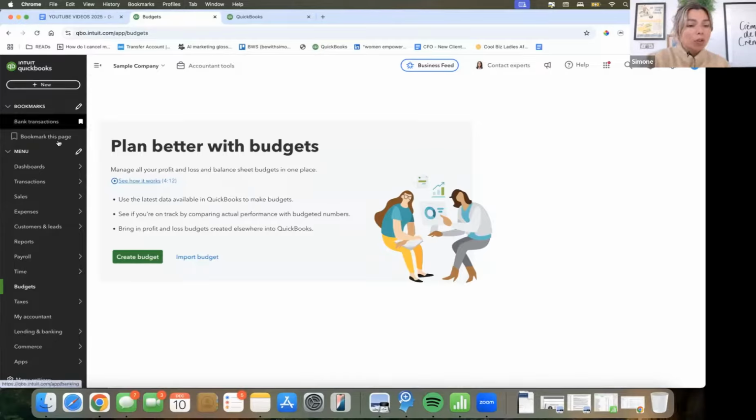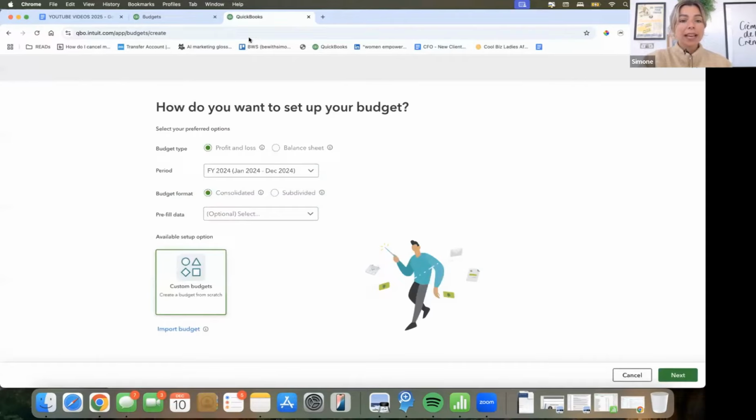If you go to the left-hand side, you are going to see budget, right? And I'm going to then click budget, right? And it's going to take me here of how do you want to set up your budget. So if you are a very small business, your QuickBooks isn't set up yet to analyze different units and analyze different things, we are going to do a very simplified way of doing this. So this is what this video is going to look at.